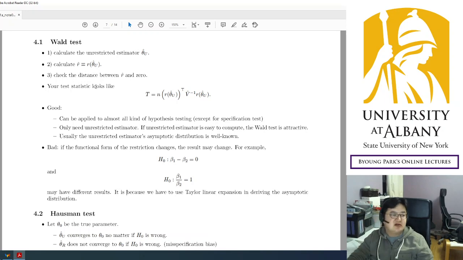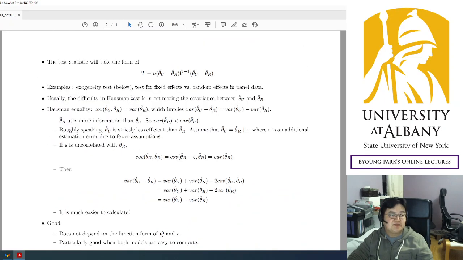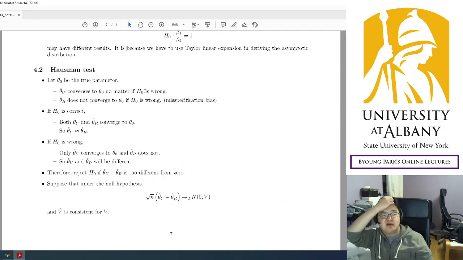That's the first type of the test statistics. And second idea, the Hausman test. This is proposed by Jerry Hausman. I think this is a very clever idea. So now, before introducing the test, think about this. Theta 0 is the true parameter. And now we are going to compare how the unrestricted model and the restricted model behave.